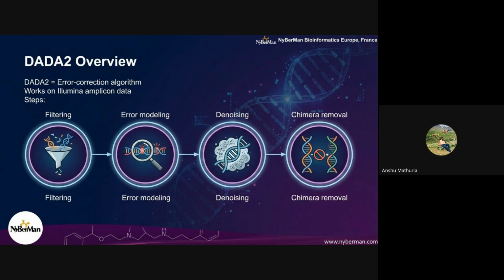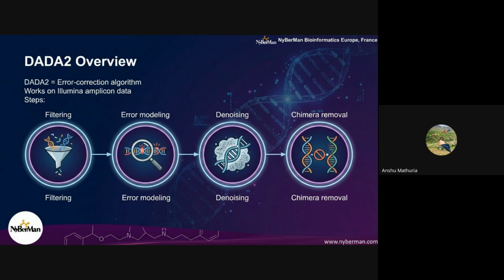Now it moves on to denoising, where it corrects all the errors present based on the previous error detection rate. Then it checks if there are any chimeras, or any sequences that got generated during PCR duplication and so on, and it removes all of that.